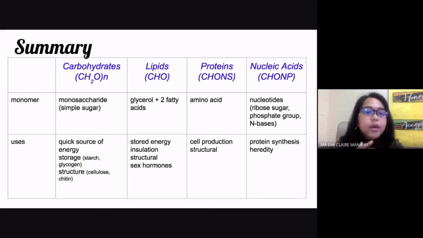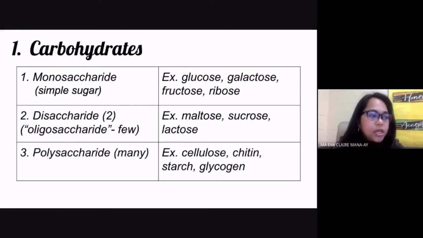All right, so we start with the first one here, which is carbohydrate. When you say carbohydrate, you have your carbon, hydrogen, and oxygen. The monomer, the simplest unit of your carbohydrate, would be your monosaccharide, your simple sugar. If you have two monosaccharides combined, you'd call that disaccharide. So di here would mean two.